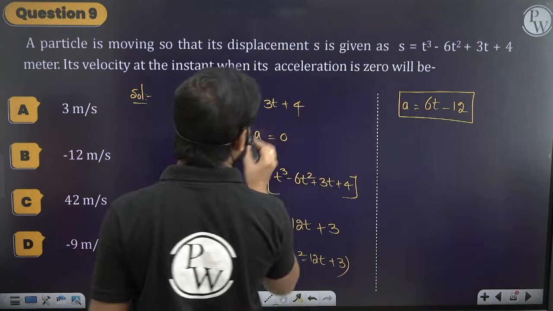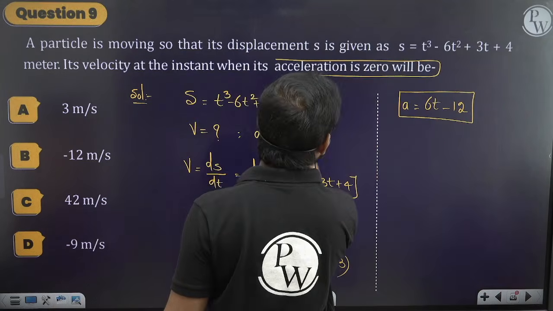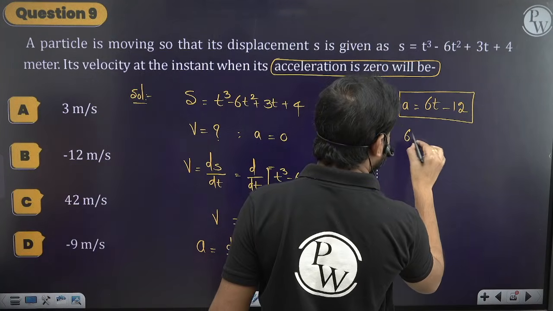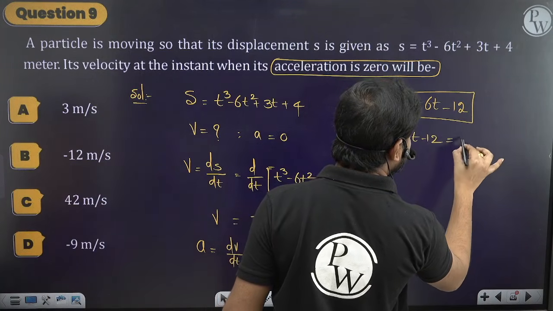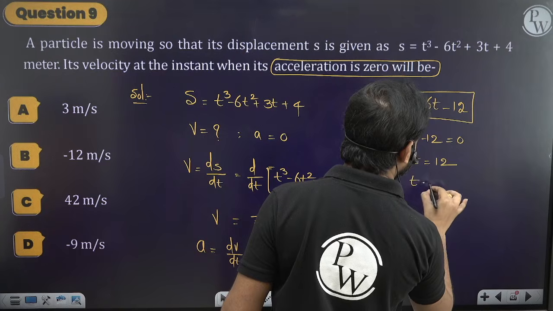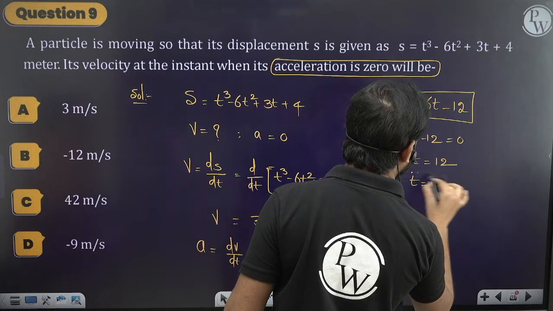Then what did they say? When the acceleration is 0. So equate the acceleration to 0. 6t minus 12 is equal to 0. 6t is equal to 12. Then t is equal to 12 by 6, which is 2 seconds.